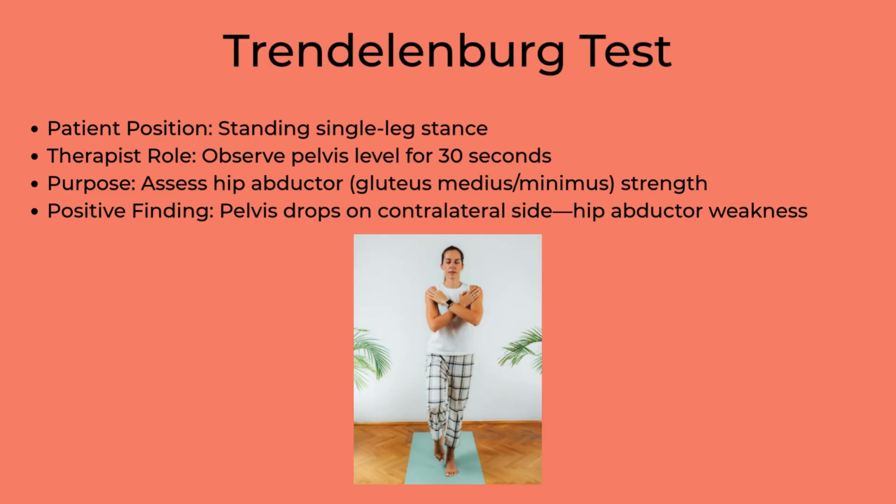The next test is the Trendelenburg test. This test is used to assess for weakness in the hip abductor muscles, specifically the gluteus medius and minimus. The patient stands on one leg for about 30 seconds, and the examiner observes the level of the pelvis. The image shows a person standing on one leg. A positive finding is when the pelvis drops on the side that is lifted, indicating weakness in the hip abductor muscles on the stance leg.